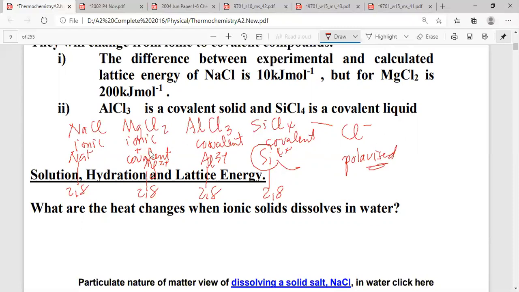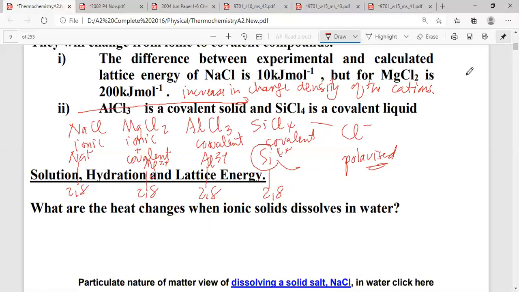You can see the change there, all because from here to here there's an increase in what? In charge density. Charge density of what? Of the cations, the positive charge. So this covers the magnitude difference of what controls your lattice energy.